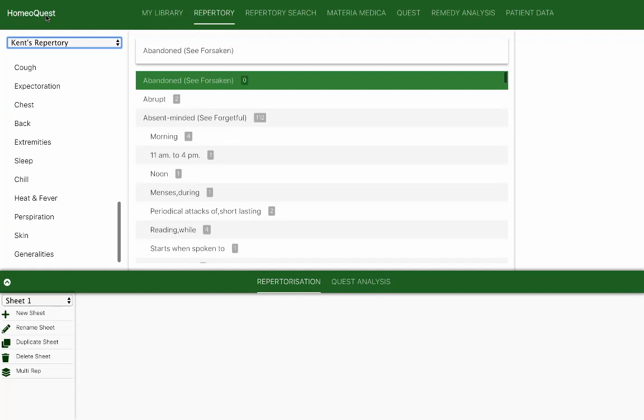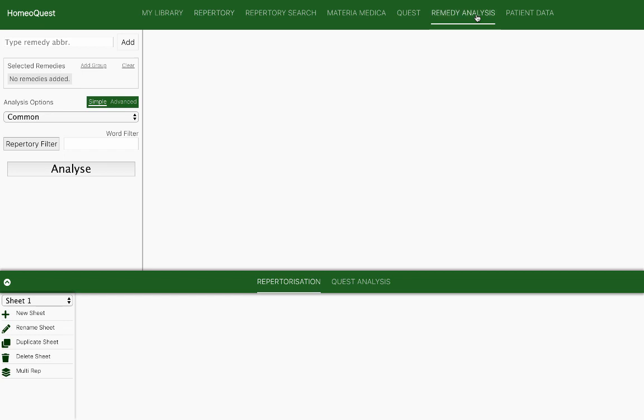So today we're going to look at another interesting function in the HomeoQuest software, which is remedy analysis. To get to remedy analysis, we enter that tab. Now this is a beautiful, very deep function and feature of the software where you can compare and study different remedies or remedy groups, and you can learn and understand the subtle differences between the leading remedies when you are basically trying to make the final decision for your prescription.